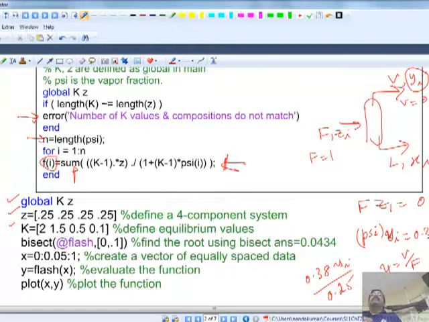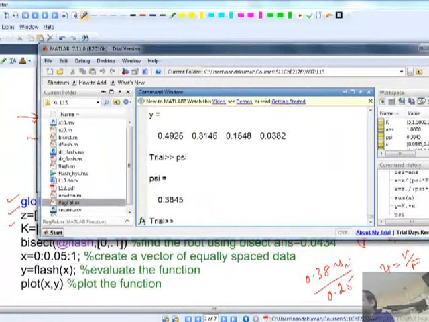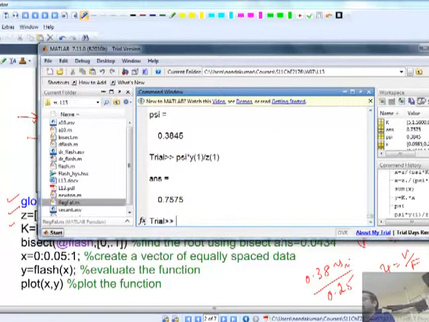So in this particular case, to answer that question in MATLAB session, what I will do is I will simply put psi times y1 divided by z1 times 1, because feed is 1. So 75% of the methane in the feed goes to the top. That would be the answer for that particular question.